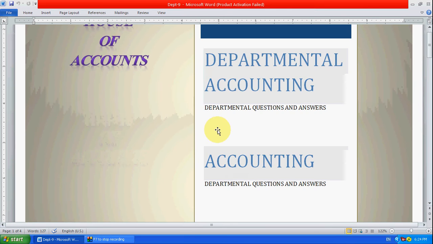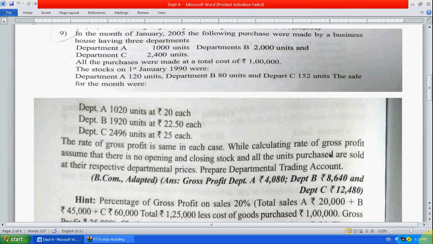Alright, so question number 9 is given here. In the month of January 2005, the following purchases were made by a business house having three departments: Department A, Department B. Department A has 1000 units, B has 2000 units, and C has 2400 units.